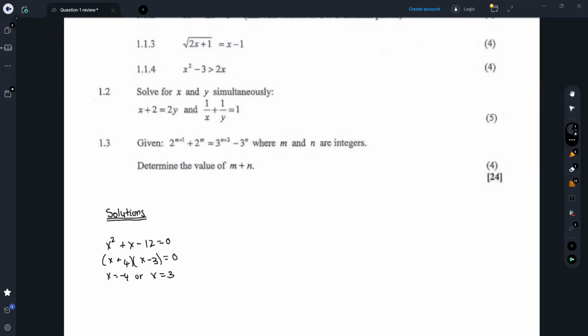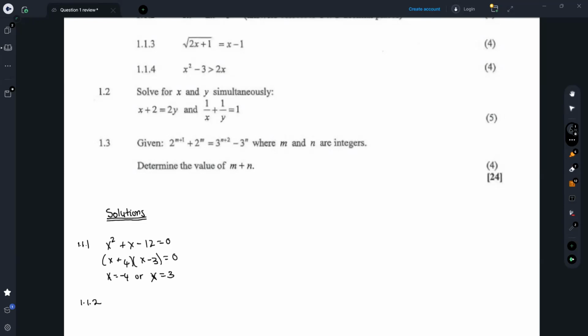So now I want you to think of this as if you are solving for the x-intercepts of a function, because x squared plus x minus 12, this is a parabola, right? So when you're equating it to 0, remember, that's the same as solving for your x-intercepts. So this is going to be very important. So this will be 1.1.1 like that. Okay, let's go on.